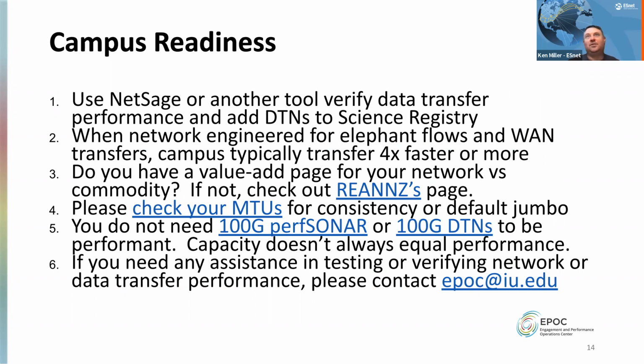Anyway, use NetStage, another tool to look at this. Add DTNs to your science registry. These are very quick ways. We plugged this a little bit ago, but again, just reiterate that. When a network is engineered for elephant flows and WAN transfers, campus transfers can typically do 4 times faster or more. We're seeing that quite a bit.